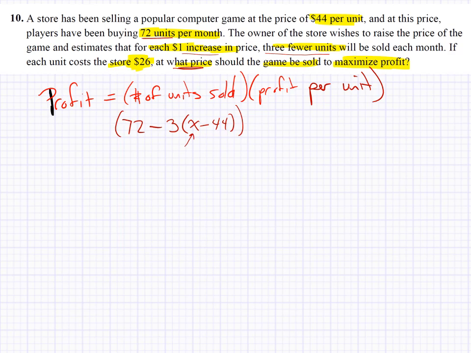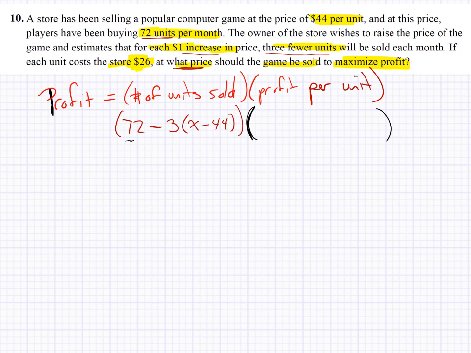And so the new price would be 44, because it was already 44. 44 minus 44 would be 0. 0 times 3 would be 0. 72 minus 0 would be 72. That's exactly how much we would have if we didn't go up at all. But if we go up by $1, so now we're at $45 or $46 or $47, we'll subtract off that many 3's off of the 72. So that's our number of units sold. Then we've got to go to profit per unit.